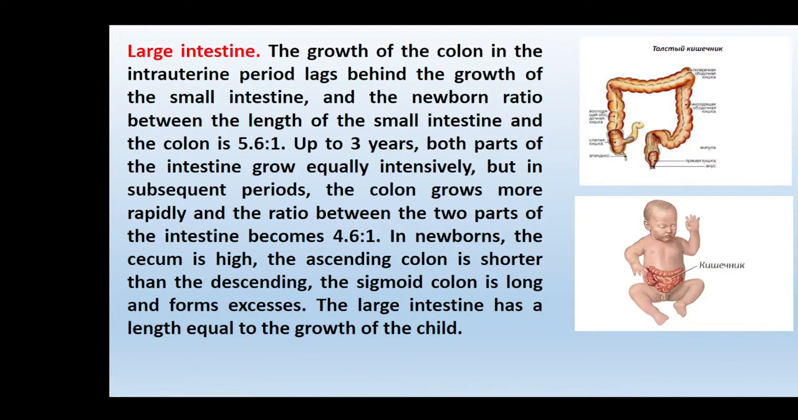In newborns, the cecum is high, and the ascending colon is shorter than the descending. The sigmoid colon is long and forms excesses. The large intestine has a growth rate equal to the growth of the child.